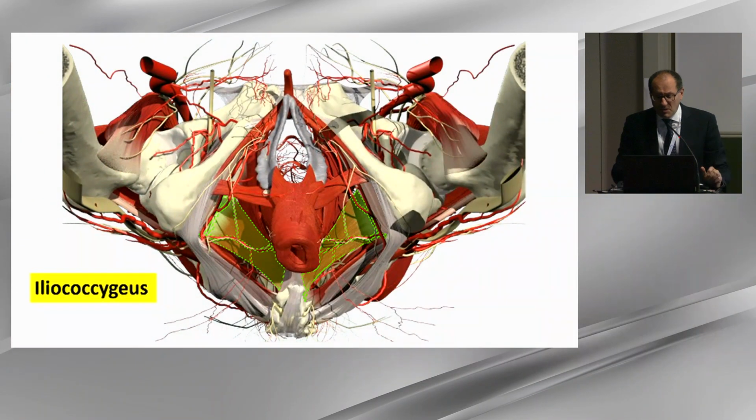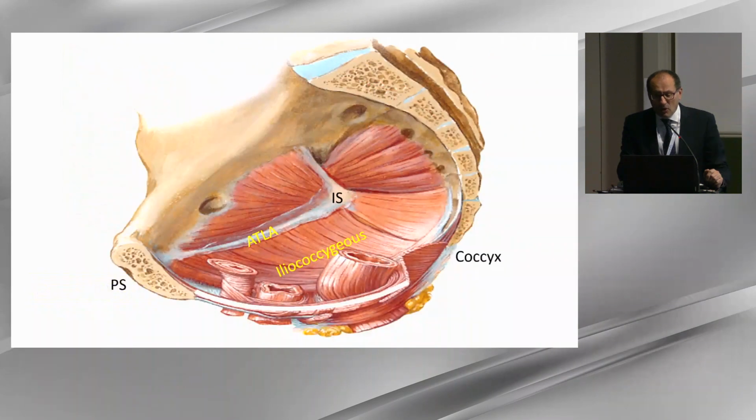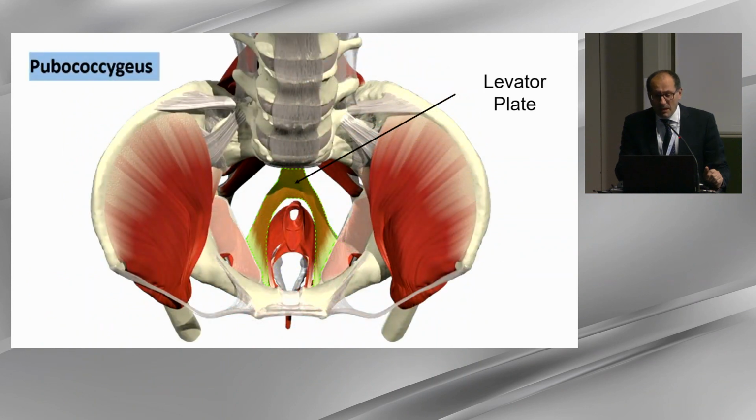The iliococcygeus, with this horizontal and lateral distribution, closes posteriorly the pelvic floor. The pubococcygeus has this anterior-posterior distribution and posteriorly forms what we call the levator plate. The levator plate is also very important because it steadies and stabilizes the anterior rectal wall.